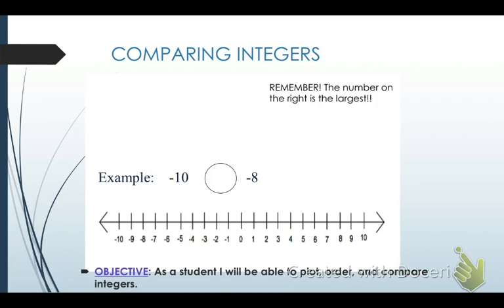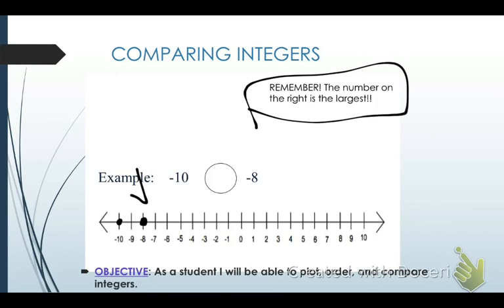We have -10 and -8. Let's plot -10 and let's plot -8. Which one's bigger? Well, if we remember our rule over here, the number on the right is the largest, so that's the one that we want to eat. And let's just think about it. Which one would you rather have? A bill for $8 or a bill for $10? I'd rather only owe somebody $8. That's the one that's greatest. That's the best one. So I always want to eat the best one.